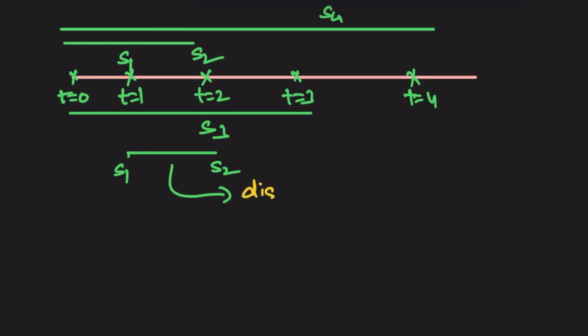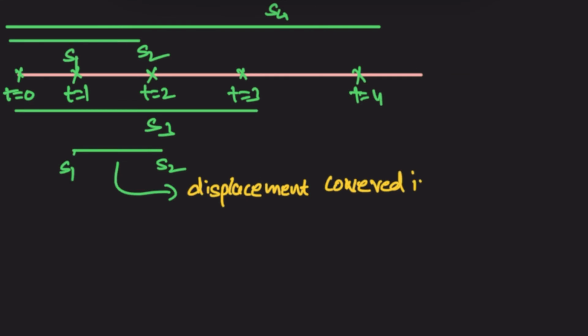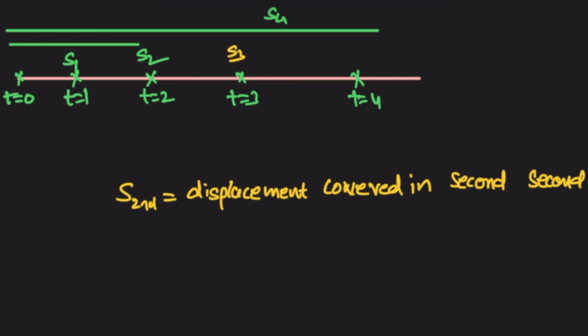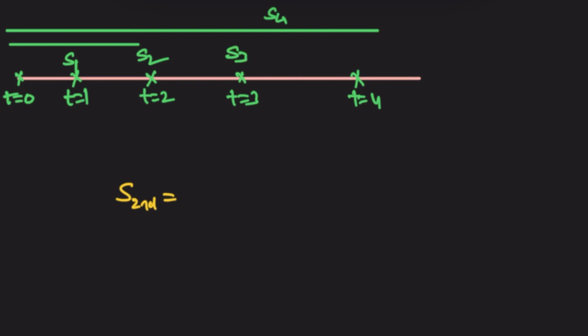So this is displacement in second. Look here, second means displacement covered in second. Initial position is S1, final position is S2. So from S1 to S2, I take the total S2 and cut S1. From the total S2 cut S1, then we get the displacement covered in second, that is S2 minus S1.